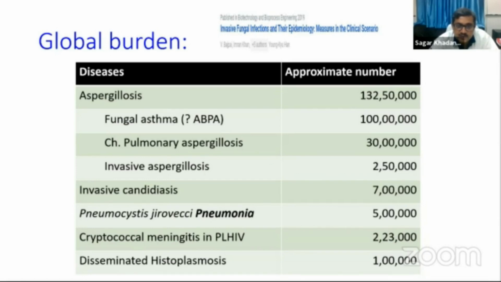Next in number comes invasive candidiasis, around 7 lakhs per year across the globe. Pneumocystis jirovecii pneumonia, around 5 lakhs. Cryptococcal meningitis, mostly in HIV, to the tune of 5 lakhs. Disseminated histoplasmosis, around 1 lakh. So I would try to give you a hint of all those in the globe.